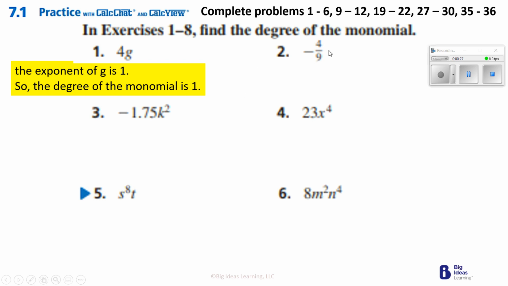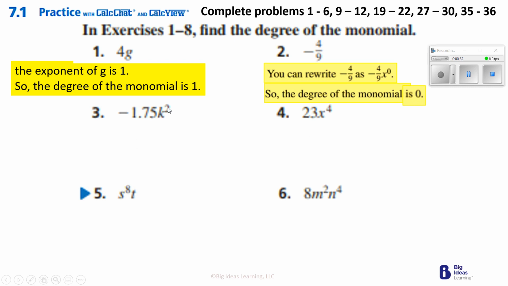Over here we have no variable. You might think it'd be 1, but remember, this is really like times whatever this number is. Since there's nothing here, it's like times 1. And since it's times 1, we know that we need a 0 on the variable, because anything to the 0 power is 1. So the degree of this monomial is going to be 0.